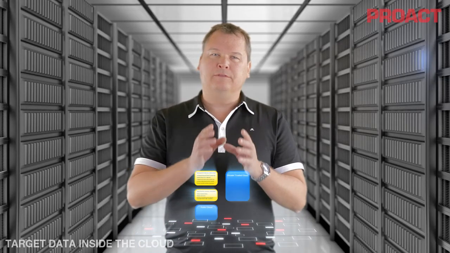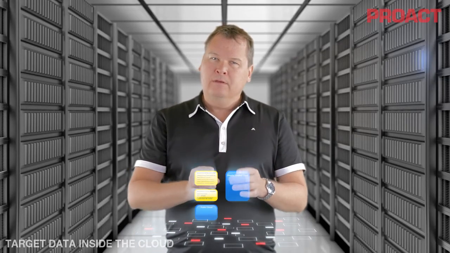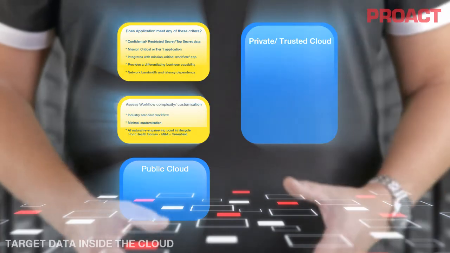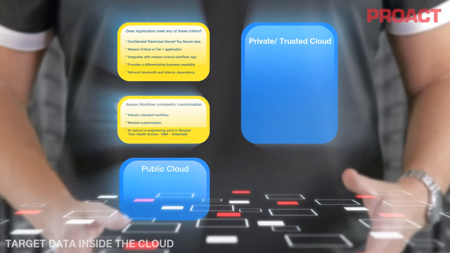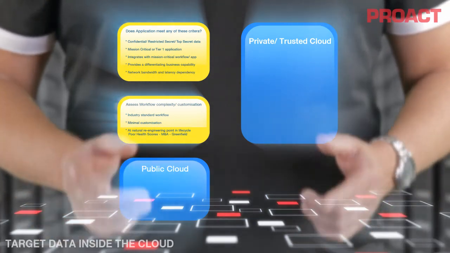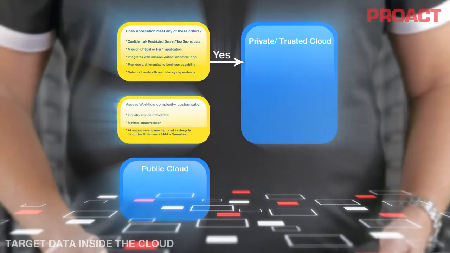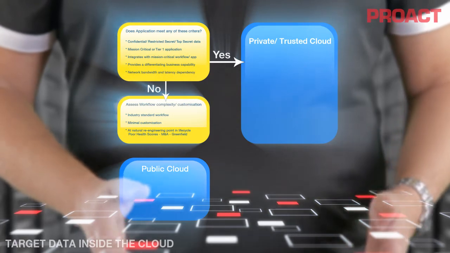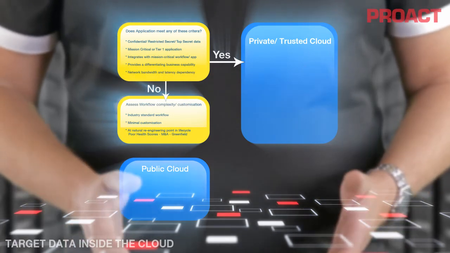We start by looking at the application in step 1. Does this application contain confidential data? Is it a tier 1 application? Does it provide differentiating business capability? Or is it depending on high bandwidth and short latency? Then we will run it in the private or the trusted cloud. If these criteria are not fulfilled, we have a candidate for the public cloud.